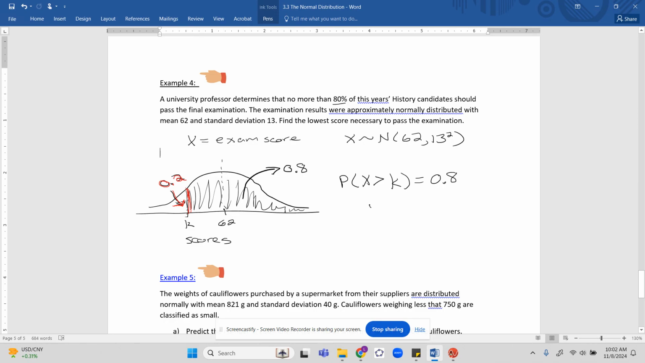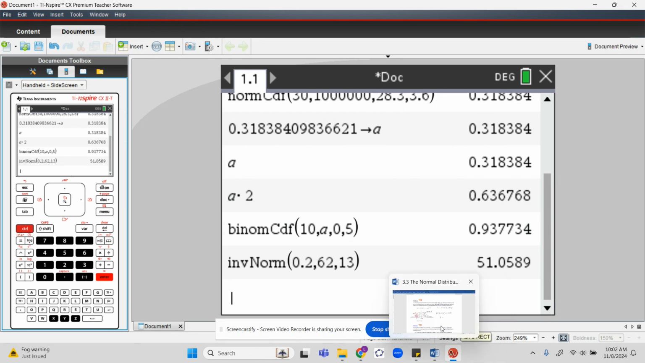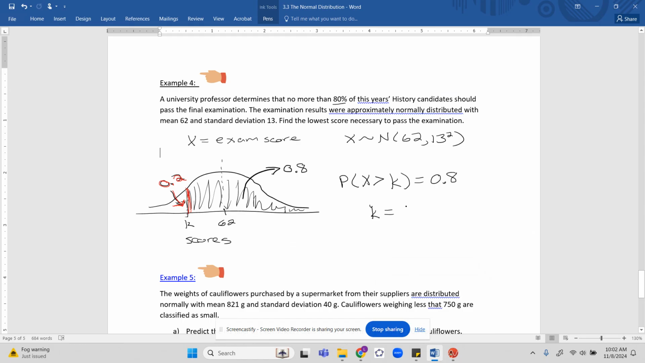It's a tricky notation, so if you just want to write the answer for these, K is equal to, I forgot what I had, 51.1, I think, yeah, 51.1. If you want to, you can just write the answer. It's equal to 51.1. And just circle the answer. The notation's a bit tricky, but that is the score needed to pass.